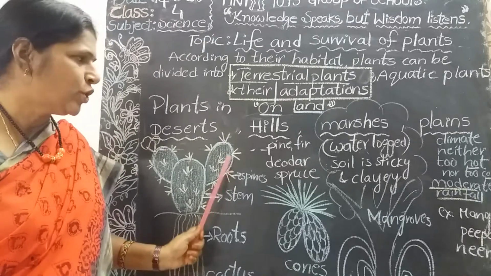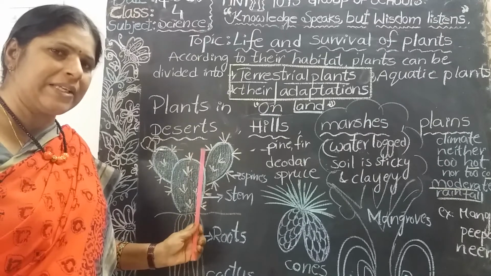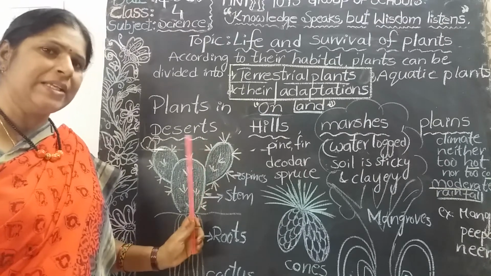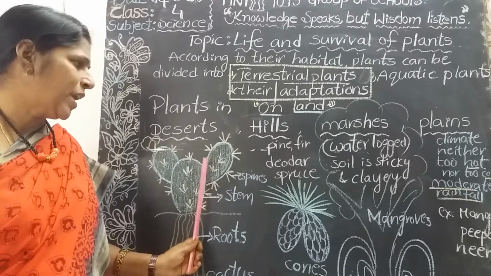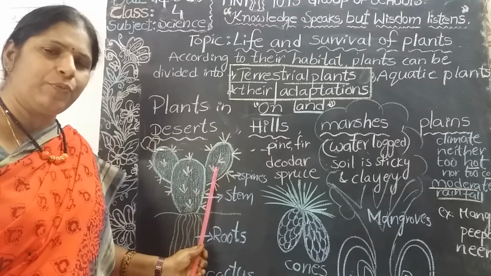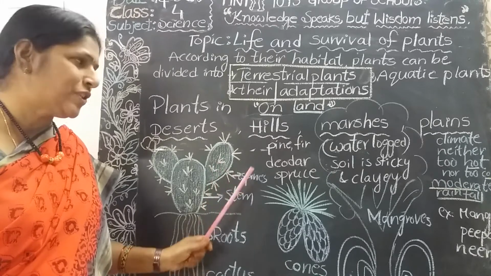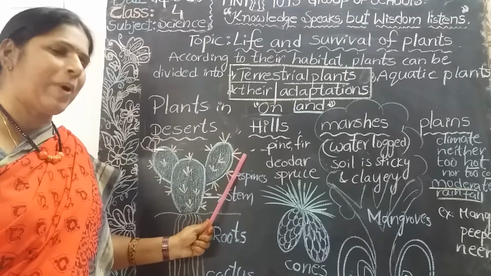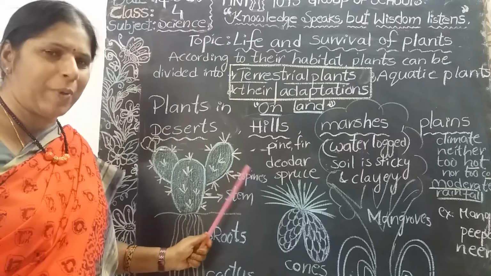Is it clear? So desert plants and adaptations. What are the adaptations we find in the desert plant? The stem is green because of the chlorophyll present in the stem. And the stem is thick and fleshy because water and food materials are stored in the stem. Where are the leaves? Leaves are modified into spines. To prevent water loss, leaves change into spines.